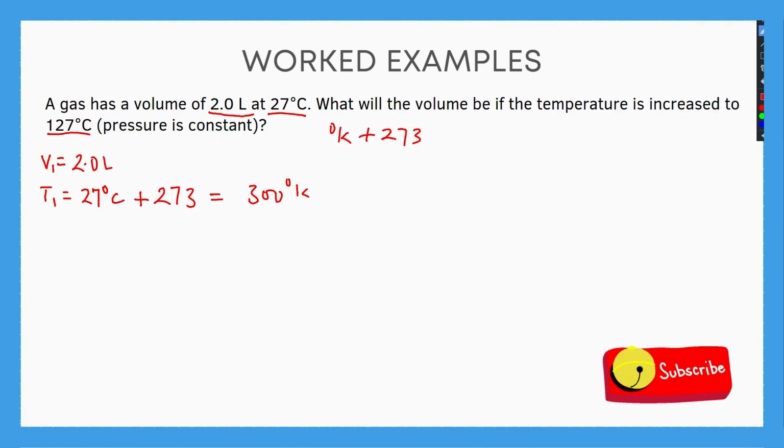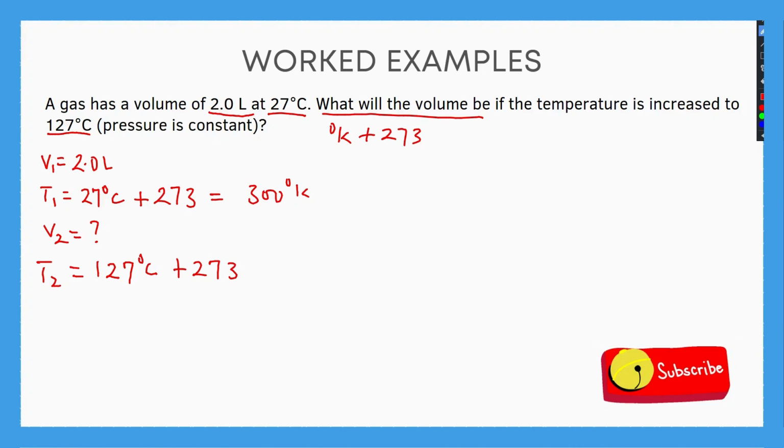Now that we've done that, they are asking what the volume will be. So V2 is unknown, which is the final volume. If the temperature is increased, T2 is 127 degrees Celsius. Let's convert this into Kelvin as well. To convert into Kelvin, we add 273, which gives us 400 Kelvin. Now that we have all our variables, let's input them into our formula that says V1 over T1 is equal to V2 over T2.